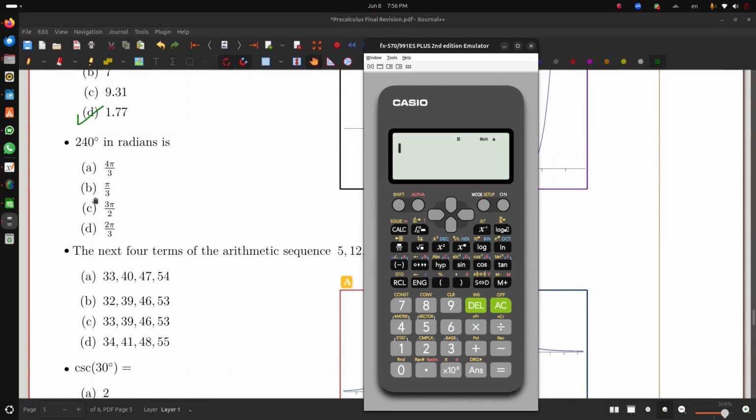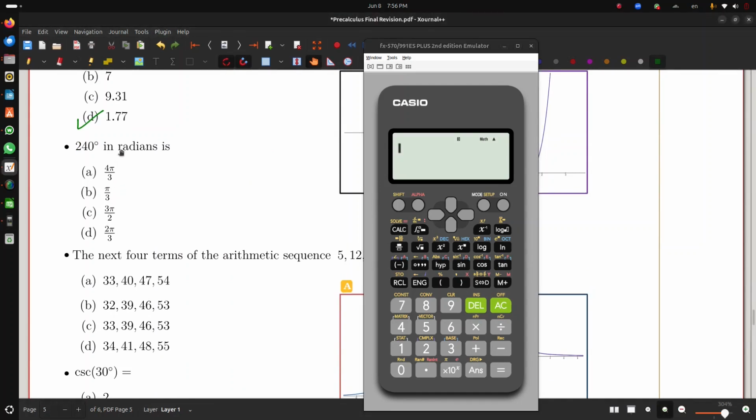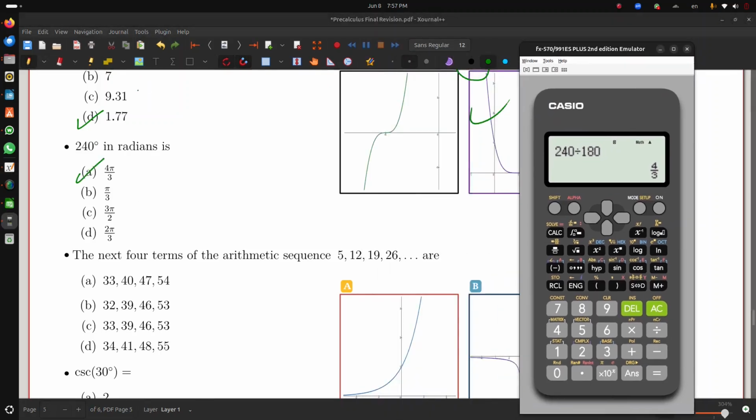Okay, next, 240 in radians. We agreed that we can replace each pi with 180 and find which one will give us 240, or we will just divide by 180. 4 over 3 and put pi beside it, so it will be 4 pi over 3. And you can check it. You can replace pi with 180 and check it.